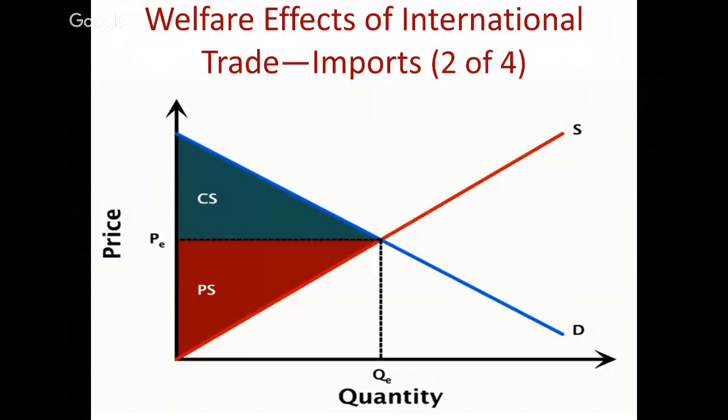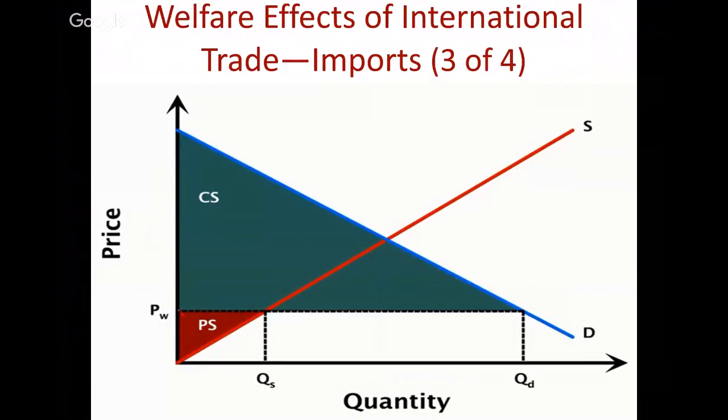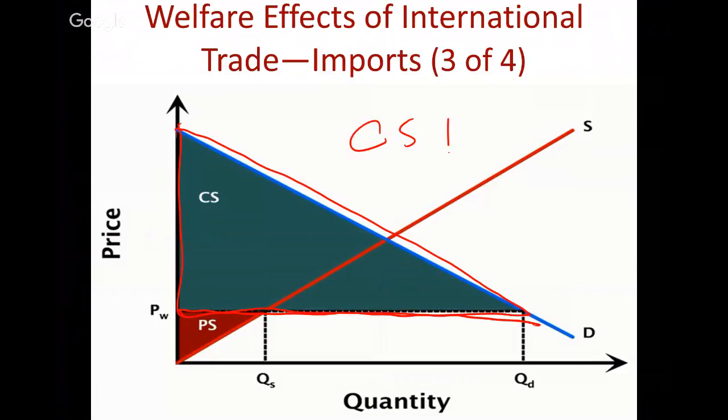So still same supply and demand curve. This will be before you trade. Now, once you trade, you're going to have a lower price. This is the world price. So we're going to import this good. And notice how the consumer surplus is much bigger now, right? So consumers are better off, but the producer surplus is much smaller. So producers are worse off.